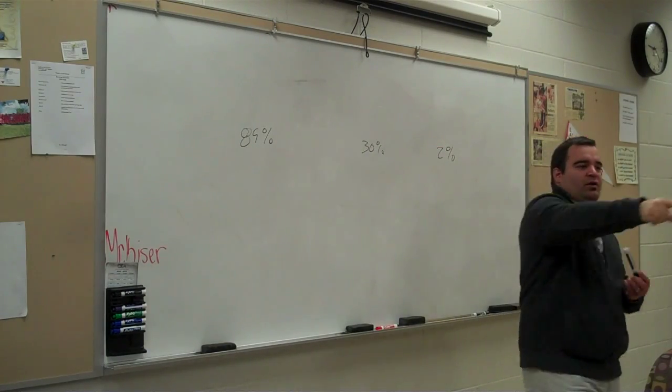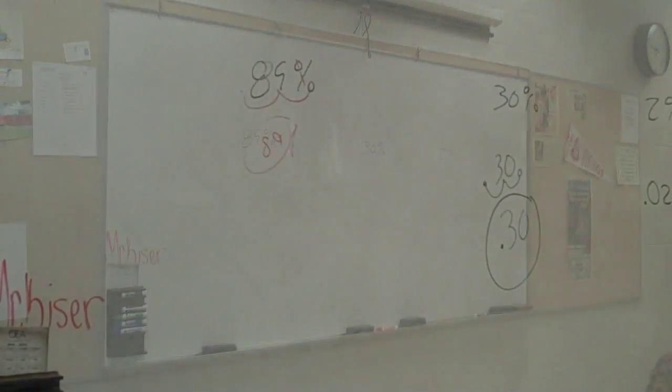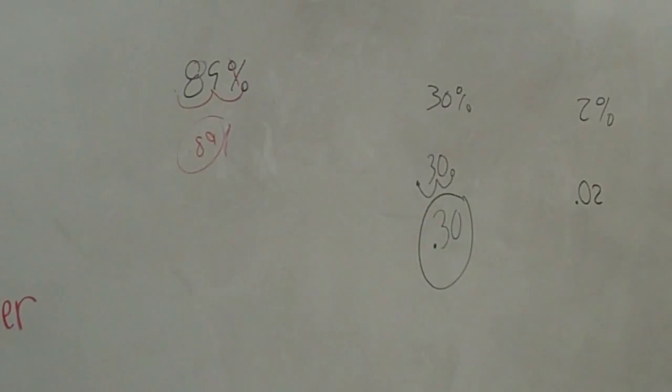3 volunteers. 1, 2, 3. 89%. 0.89. Correct. 30%. She put 0.30. Is that correct? Yes. What if she had just put 0.3? She's still correct, because it's just a placeholder.